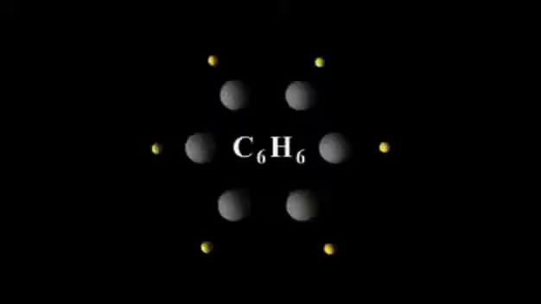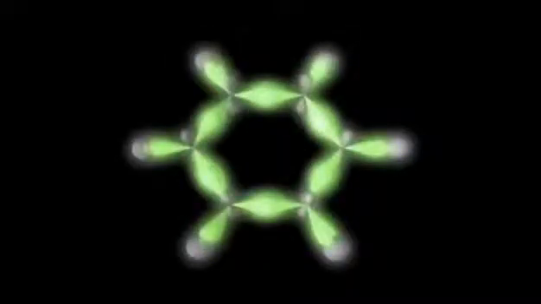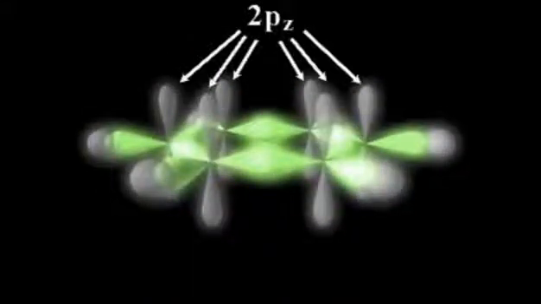Consider the benzene molecule C6H6. Each carbon atom is sp2 hybridized and forms sigma bonds with two adjacent carbon atoms and another sigma bond with a hydrogen atom. The six 2pz orbitals form pi bonds. Electrons in these orbitals are actually free to move around the entire benzene ring.